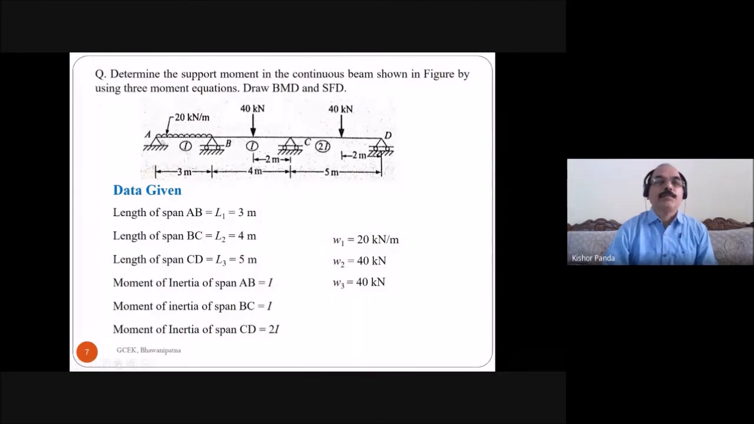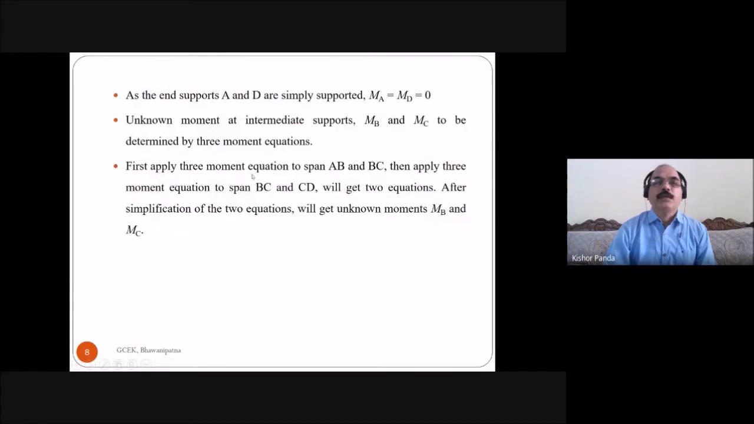First you have to apply Clapeyron's three moment theorem to spans AB and BC, and you will get one equation. Then apply it to spans BC and CD, and you will get a second equation. After simplifying these two equations, you will get the unknown moments MB and MC.